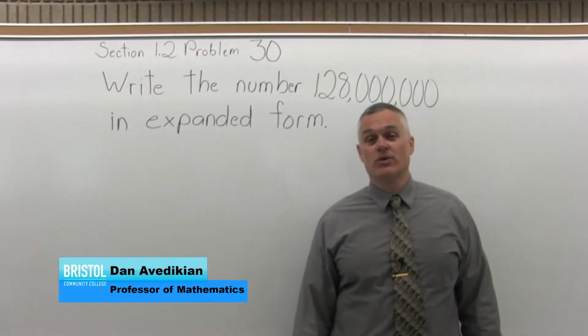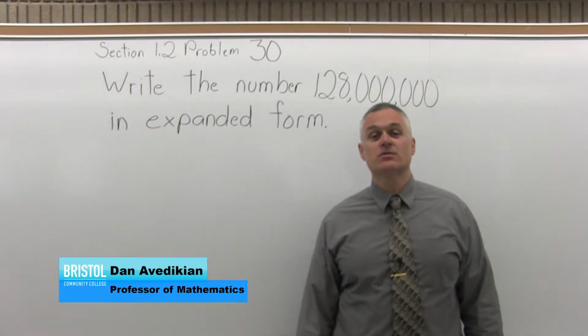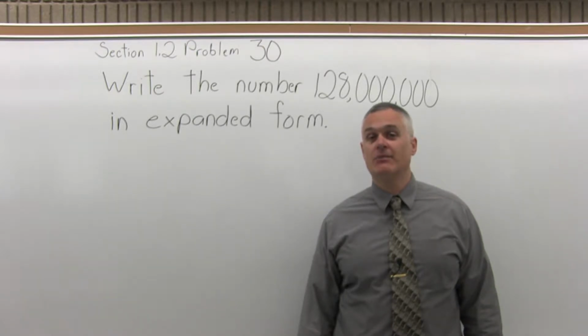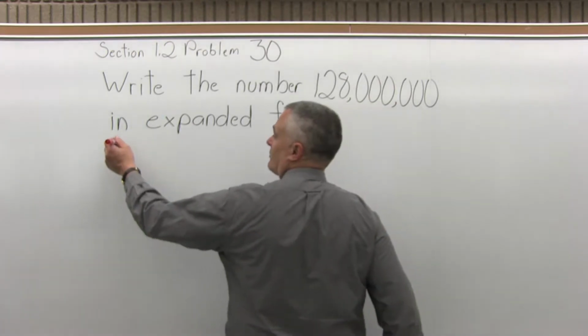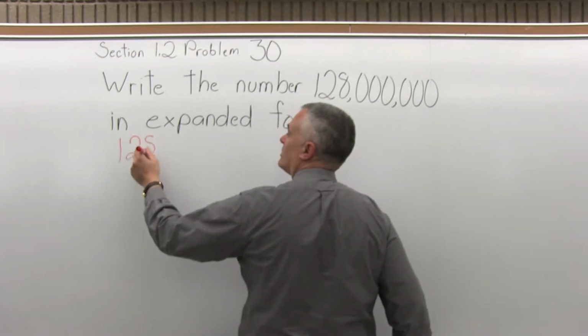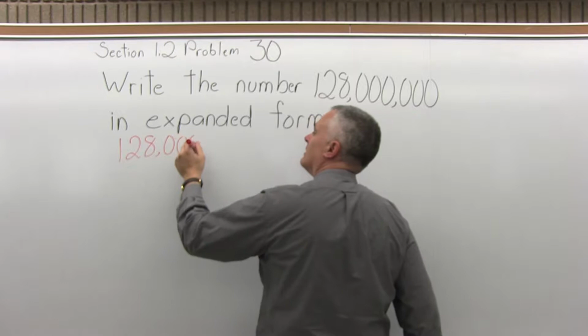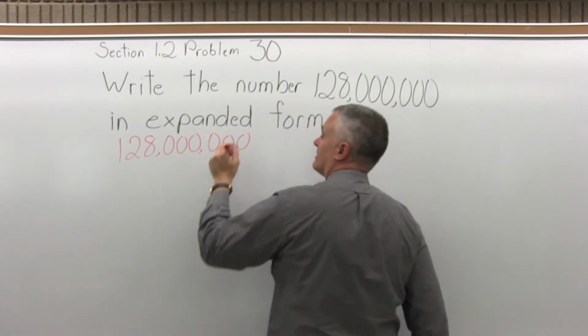This is Section 1.2, Problem 30. It says write the number 128 million in expanded form. So usually I like to start by writing the actual number. So we have 128 million. This is a pretty big number.